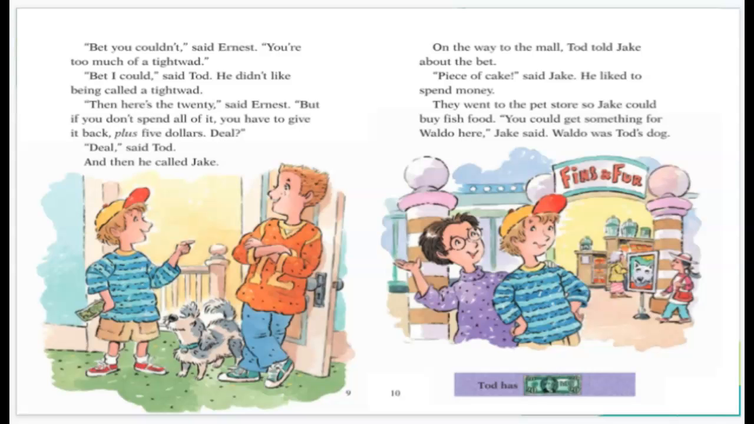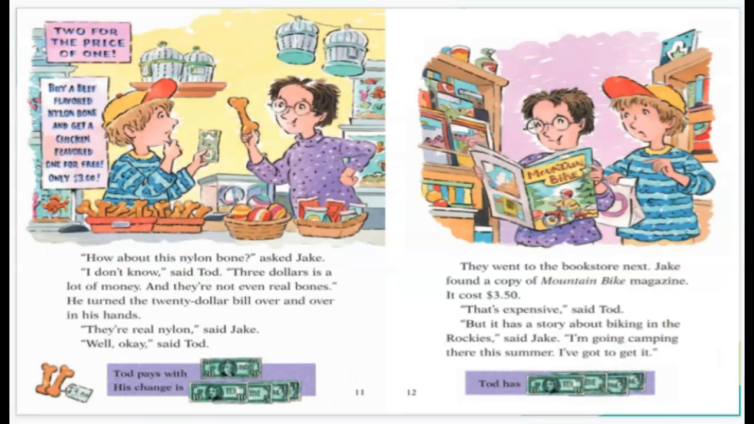They went to the pet store so Jake could buy fish food. "You could get something for Waldo here," Jake said. Waldo was Todd's dog. Todd has $20. "How about this nylon bone?" asked Jake. "I don't know," said Todd. "$3 is a lot of money, and they're not even real bones." He turned the $20 bill over and over in his hands. "They're real nylon," said Jake.